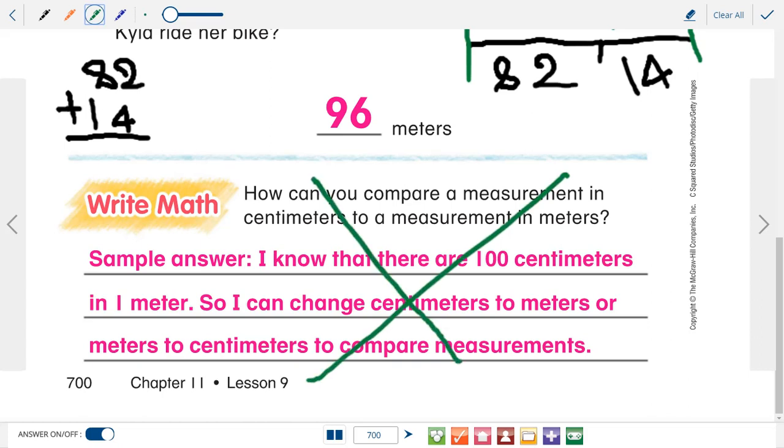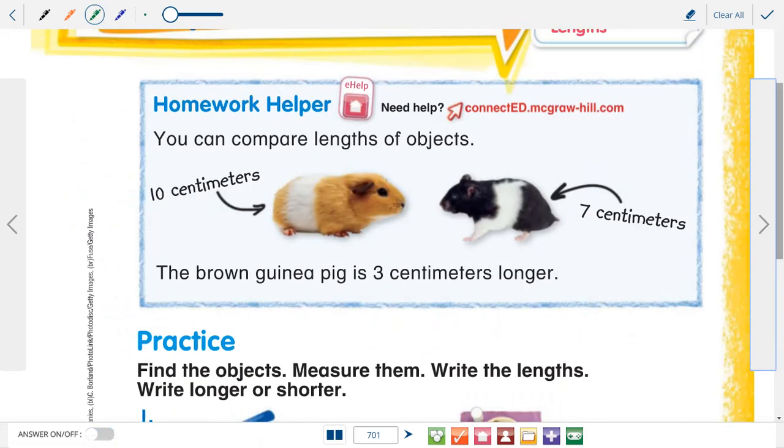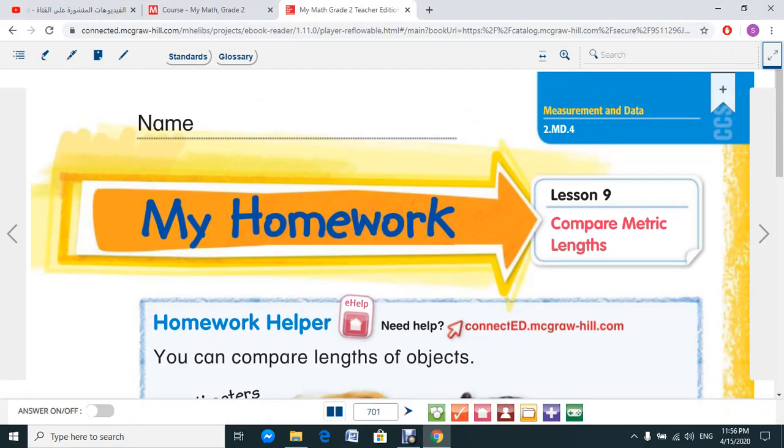Now, my homework, okay, let me hide the answer. I don't want you to see the homework answers, okay? Yes, my homework, page 701, 702 is your homework. I'm waiting to see your answers. And also, don't forget to do page 699. So your homework today is 3 pages, not 2 pages. That's it for today. If anything is not clear, you can ask me.